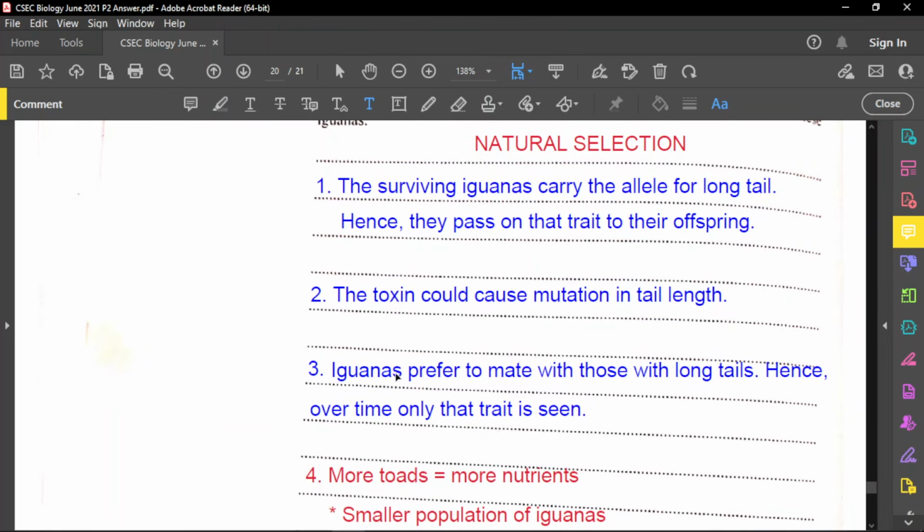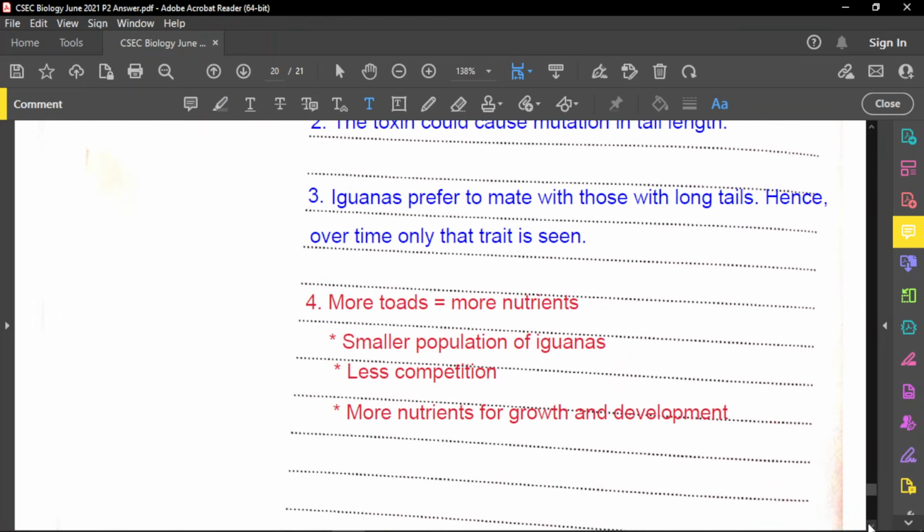Now, the next thing is that the iguanas may prefer to mate with those with long tails. Hence, over time, only that trait is seen. Another possibility here, just to make a note of this, and I break this one down in different parts, is that more toads equal more nutrients. And so if you're looking at toads versus iguana ratio, you may have more toads than iguanas. And so since some of the iguanas died, then you have a smaller population of iguanas over time, in that period of time. And so because of the killing of some of the iguanas, you may have less competition as well.